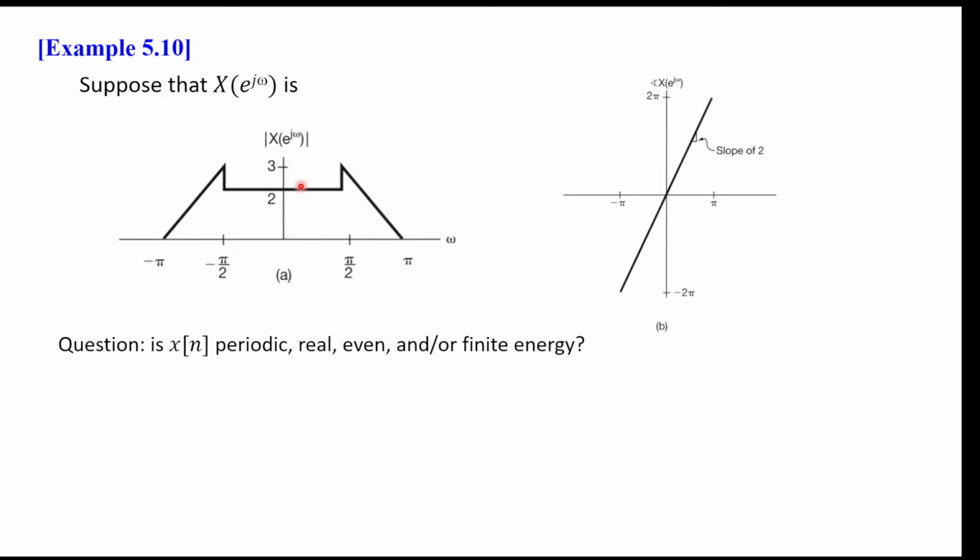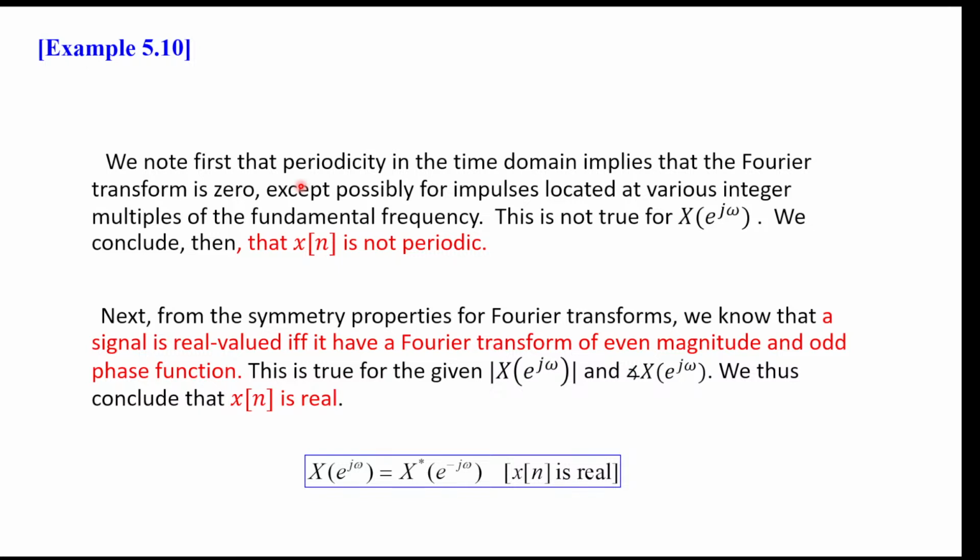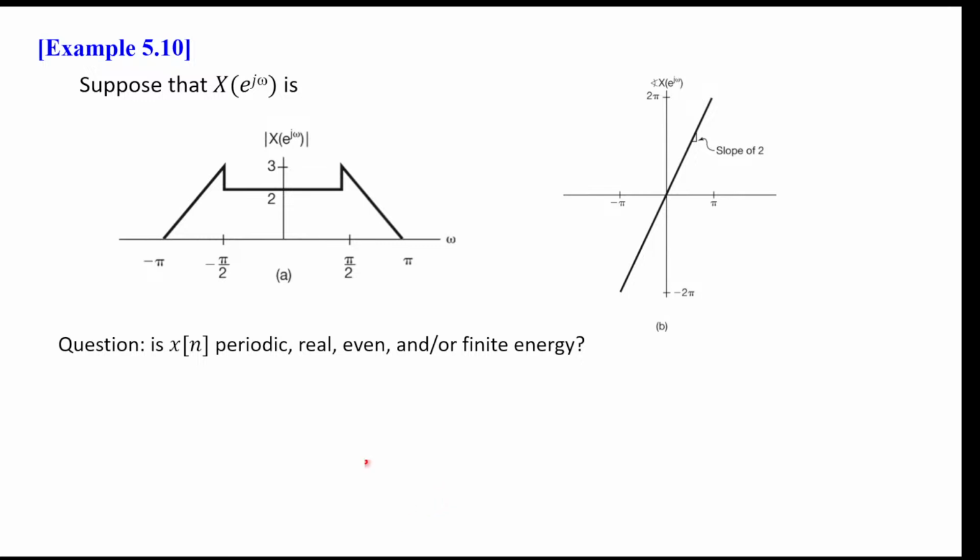Well, this is a hard calculation question. Basically you need to check that big X of e to the j omega equals X star of e to the minus j omega, or X star of e to the j omega equals X of e to the minus j omega. So if you take a complex conjugation and change the sign of omega, it gives you the same signal. And as a function of omega, that's indeed true.